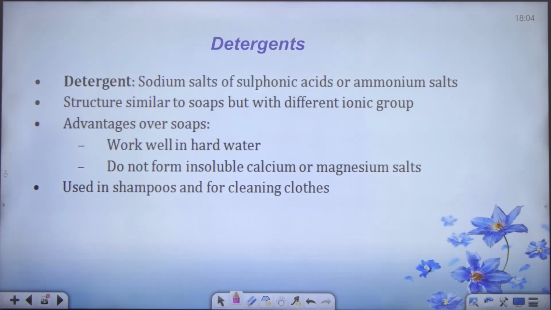The next one, detergent. In hard water, we can use detergent. A detergent is a sodium salt of sulfonic acid or an ammonium salt. But soap means a sodium or potassium salt. The structure is similar to soap but with a different ionic group. Advantages over soap: they work well in hard water and do not form insoluble calcium or magnesium salts. It is used in shampoos and for cleaning clothes.